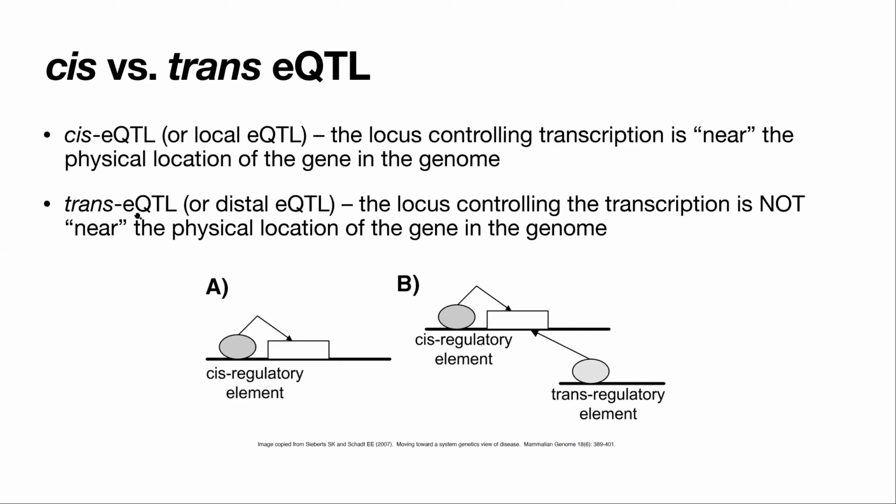Whereas a trans eQTL can be farther away on the chromosome or can be on a completely different chromosome than what the gene is physically located on. So if we come back to our example of a transcription factor, if there was a variant affecting the transcription level of a transcription factor on a different chromosome, but that transcription factor was necessary for the gene of interest to be expressed, that would end up looking like a trans eQTL.